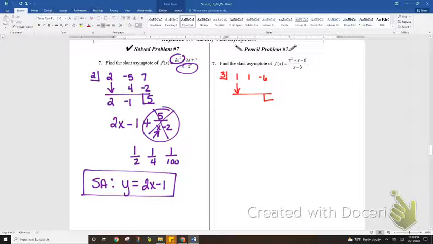Bring down the first number. Multiply it by the 3 in the box. Combine it. Multiply it, combine it. Remember, remainder doesn't matter when we're doing slant asymptote. So our problem started with x squared, so our answer is going to start with x. So we get 1x plus 4, and for our slant asymptote, we're going to put y equals in front of it. And so there is our slant asymptote.